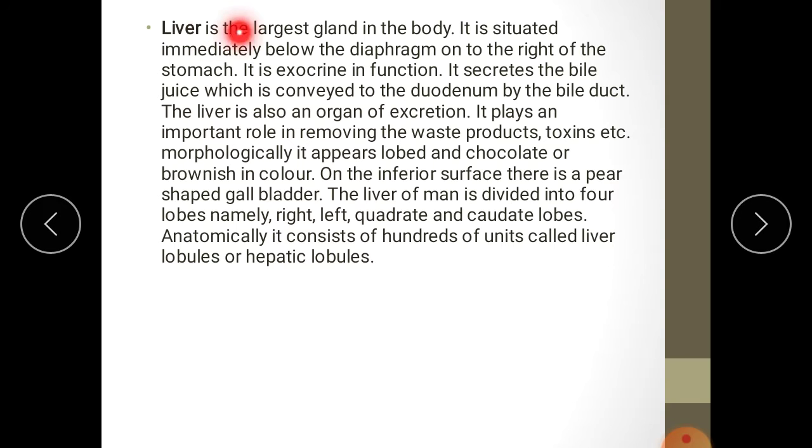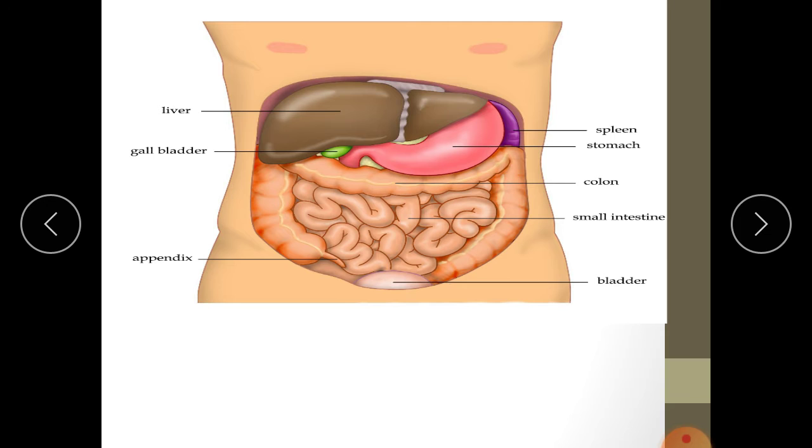So liver is the largest gland in the body. It is situated immediately below the diaphragm on to the right of the stomach. So liver is the largest gland of the body. It is present just below the diaphragm, to the right of the stomach. Here you can see.